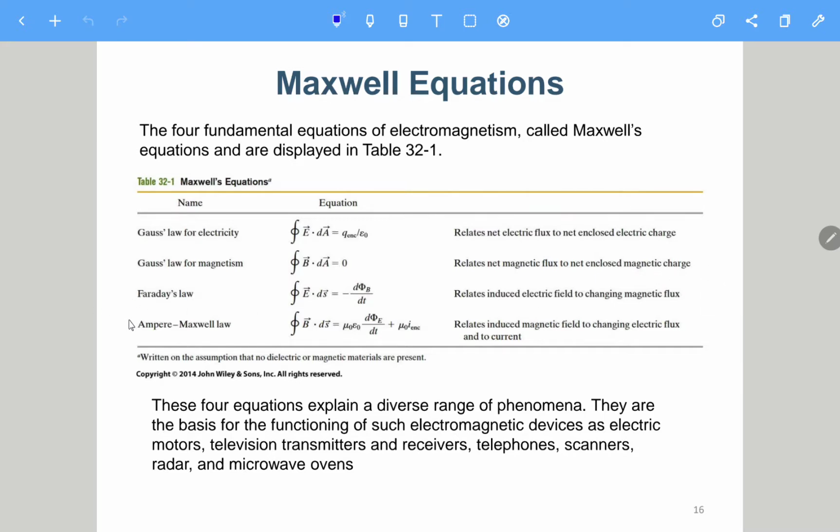And then here we also have Faraday's law and Ampere-Maxwell's law. So this is the induced EMF equals the negative of the rate of change of the magnetic flux. So we relate the induced EMF, the induced electric field, to changing magnetic flux. Here we have a line integration of B dot ds, which is, this one is the displacement current, this is the normal current. So we relate the induced magnetic field to changing electric flux and to current.